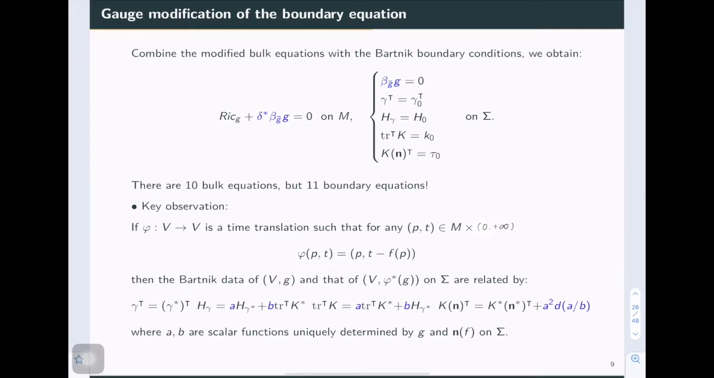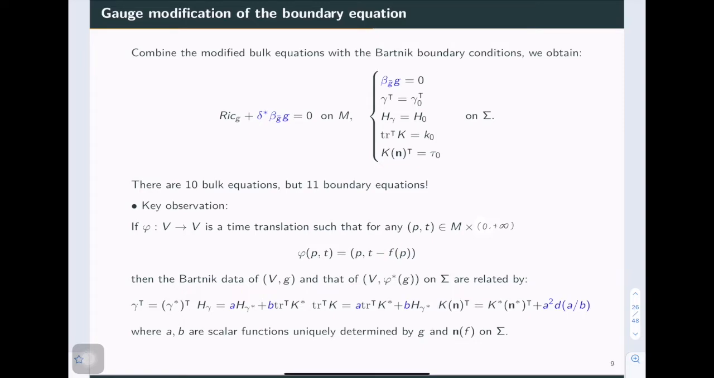Then under this time translation, the Bartnik data of the original metric and that of the pullback of the metric are related by those formulas, in which we see that the induced metric on the boundary surface sigma is preserved, but the mean curvature, the restricted trace of the tensor K, and the connection one-form on the surface sigma are all changed. Here, those coefficients A, B are scalar functions on sigma, and they are uniquely determined by the metric G and the Neumann data of this time translation function f.